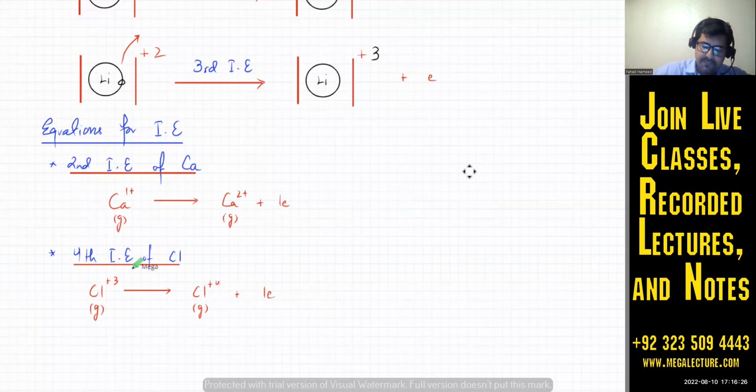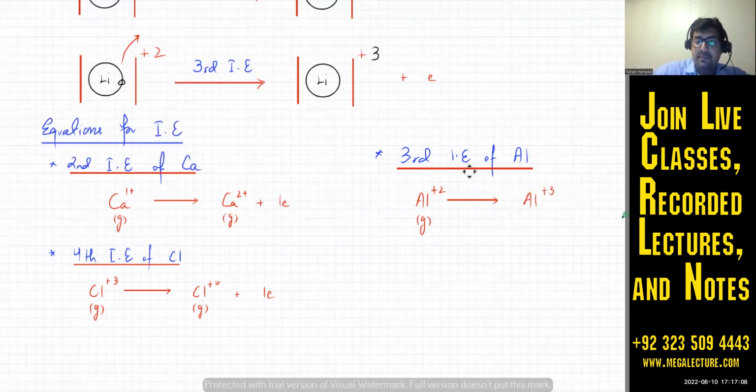Let's say we have the third ionization energy of, let's say, aluminium. So what will be the equation for that? Third ionization energy of Al. Now its equation, that's going to be, you remember again, we're talking about the third. That means the first two electrons are already gone. Okay, you're trying to remove the third one. So you've got Al +2, and you're trying to remove the third electron from it.